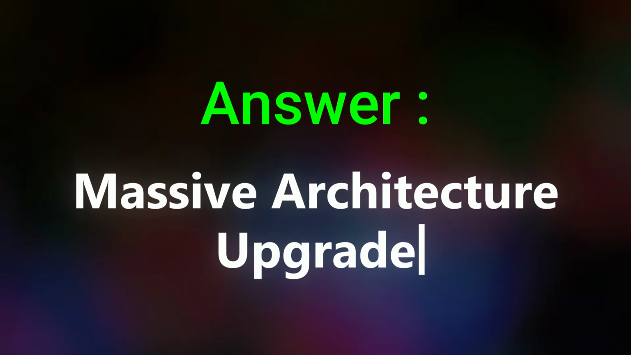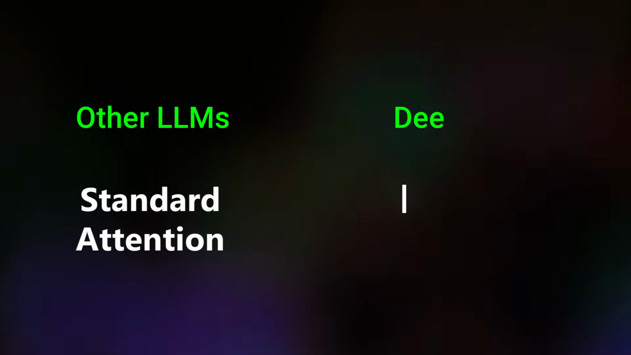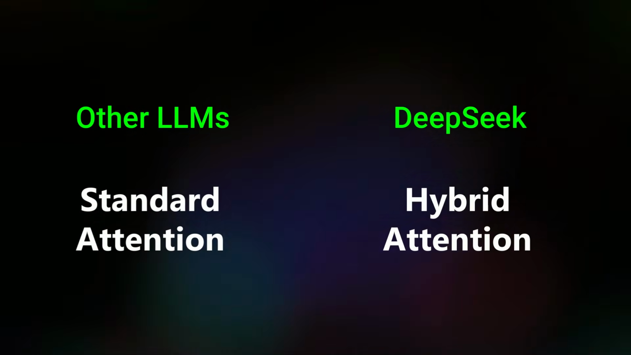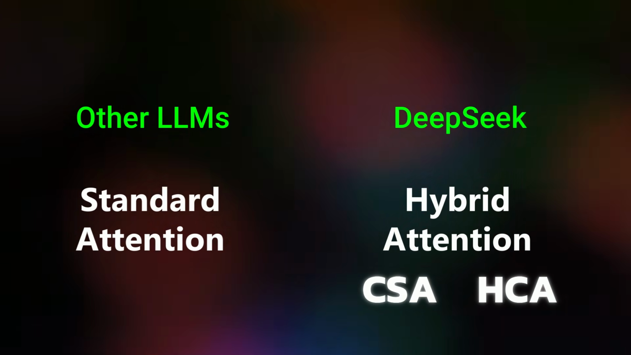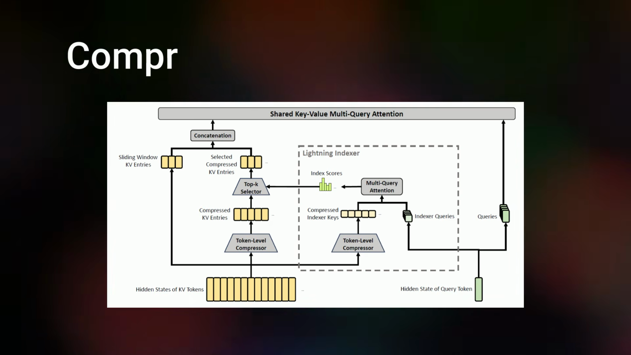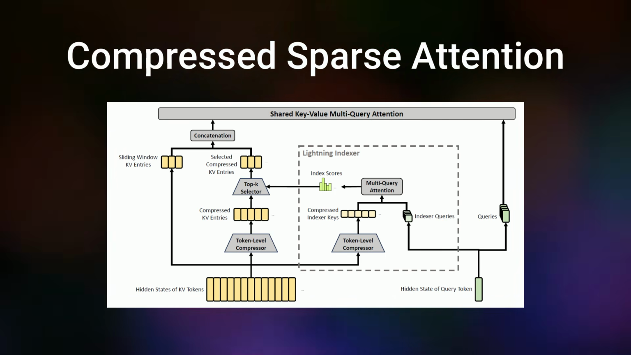So, how does DeepSeek version 4 handle 1 million tokens of context without destroying your GPU budget? The answer is a massive architecture upgrade. Instead of relying on standard attention, DeepSeek version 4 uses something called hybrid attention. And this combines two specialized systems, CSA and HCA. Let's make this super simple. First, compressed sparse attention, CSA.